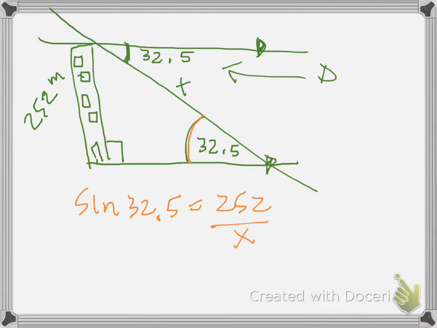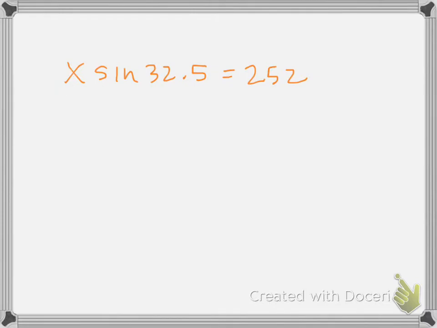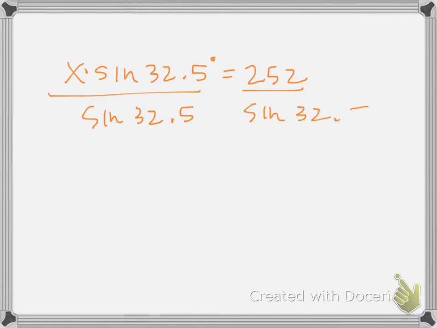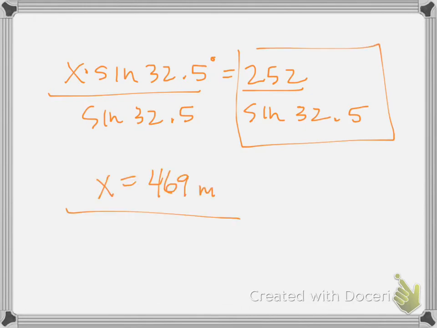Now let's solve it. So you cross multiply and I get X times sine 32.5 degrees is 252 meters. I want to get X by itself, so I have to divide by sine 32.5. So I put this in my calculator and get my answer. And when I put that in my calculator, I got 469 meters. That's it.